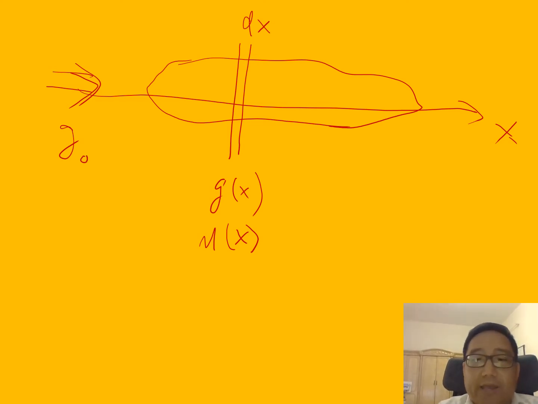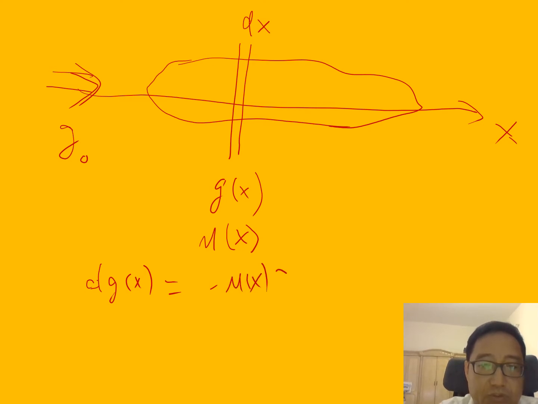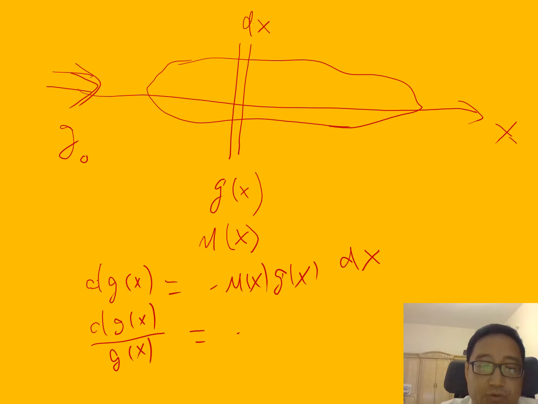And then the previous equation now becomes dG(x) equals minus mu(x) G(x) dx. And so you can change this to dG(x) over G(x) equals minus mu(x) dx. I hope you probably already learned this. Now the solution to this differential equation will take this form.